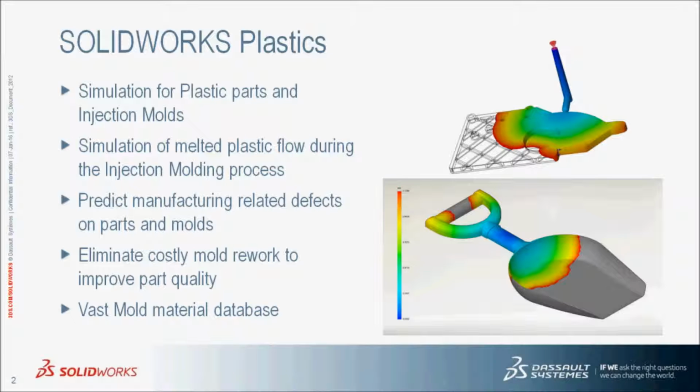Injection molding is the most common manufacturing process used to convert plastic pellets into molded parts. Injection molding is a complex process and there are a lot of things that can go wrong. Injection molds are also expensive, so mistakes can be expensive to fix.